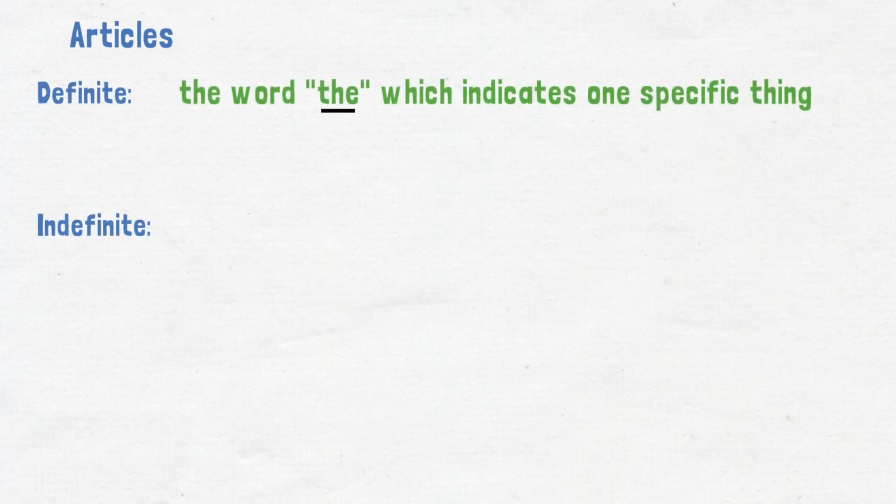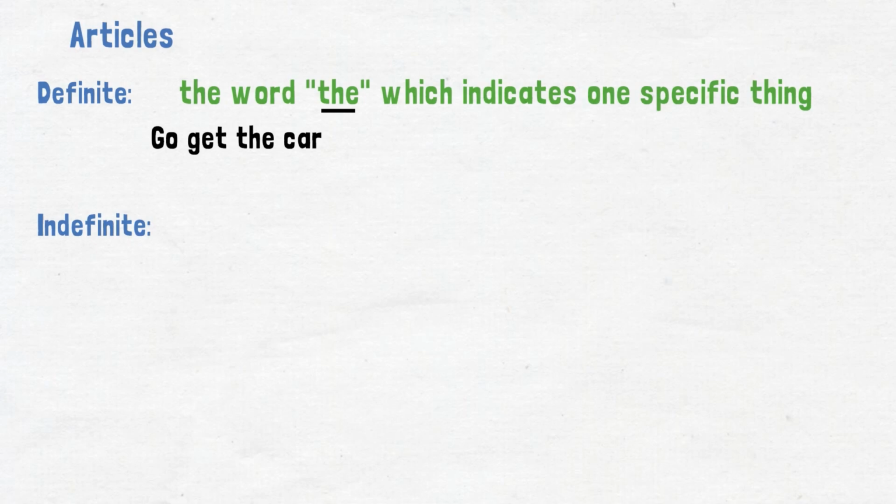Articles. There are two types of articles: definite and indefinite. The definite article is the word the, which indicates one specific thing. For example, go get the car. In that example, we are referring to one specific car.